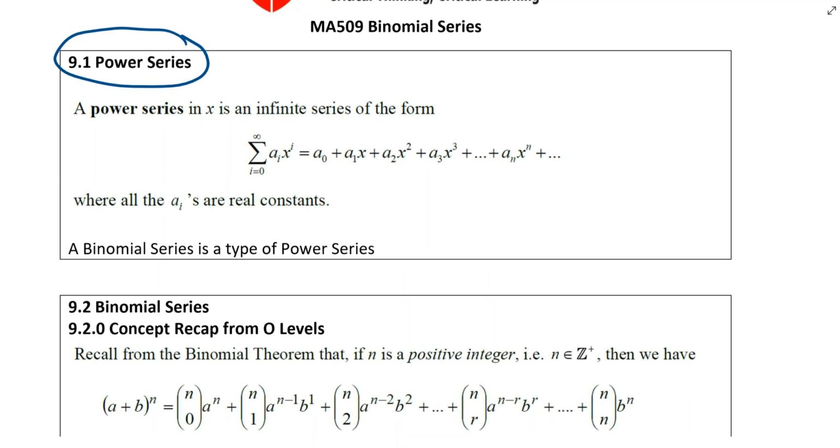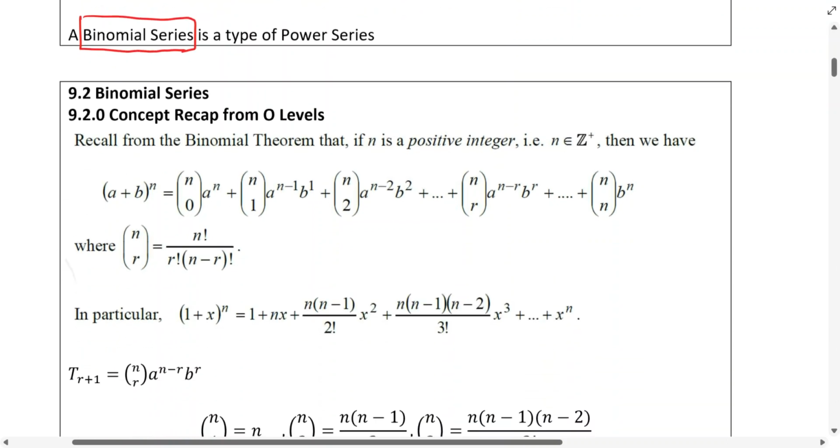And in a power series, the powers of x will keep on increasing for infinite terms. Okay, it's nothing big, it's just a definition. So in today's topic, the binomial series is actually a type of power series.